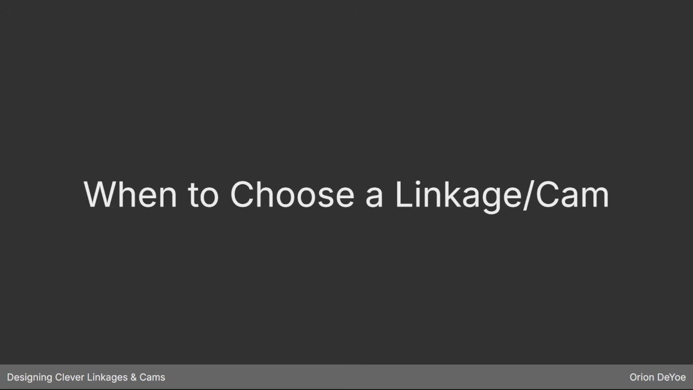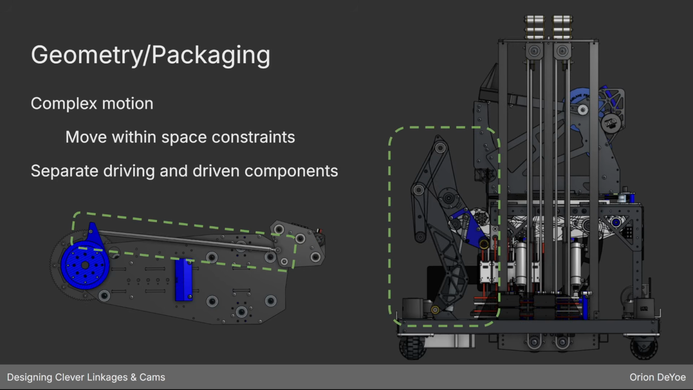So we're going to talk about some reasons why you would choose to use a linkage or a cam as opposed to some other method of power transmission or some other method of producing some complicated motion. A big one is geometry or packaging, right? You've got space constraints on your robot, and sometimes some specially customized linkage geometry or cam geometry is really the only way to get some mechanism on your robot to move from one place to the other within the space constraints that you have.